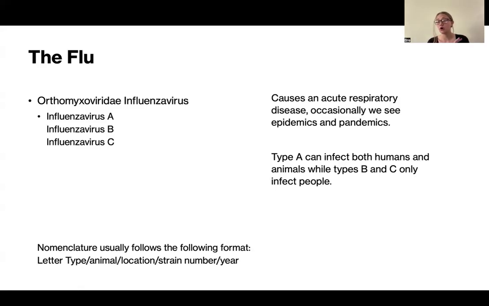Nomenclature: when you are researching or writing about a certain flu strain, this is usually the nomenclature you're going to see. You have the type, the letter type, then the animal it was from, so seal, duck, equine, the location of where it was, the strain number, and the year it was isolated. If it's type B, obviously you won't have a species because it only infects humans. And if it's a type A, you don't have to put a species designation if it was isolated from humans.